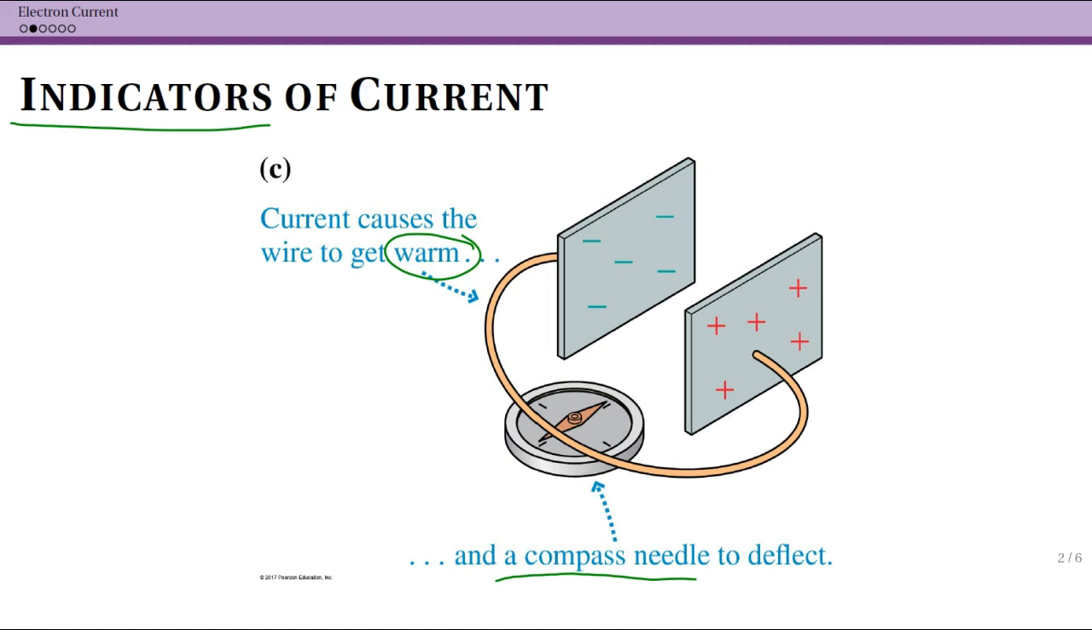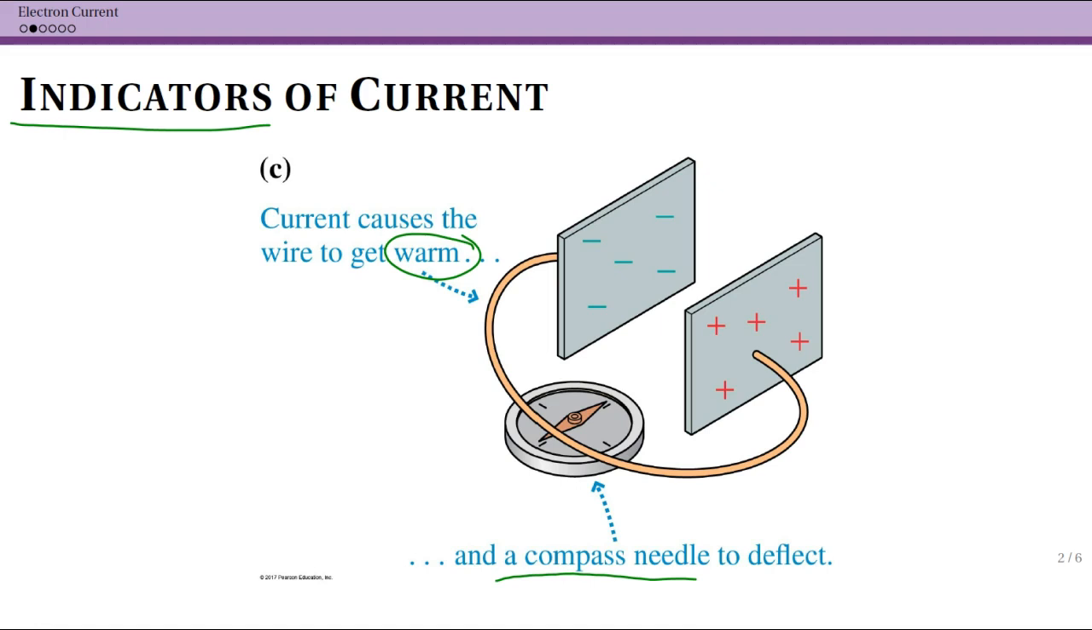The second, and we're going to have to wait a while before understanding this in detail, is that a current causes a compass needle to deflect. Now, you might just know that a compass tells you something about direction. What does that have to do with current? Eventually, we're going to learn that this has to do with magnetism. But for now, these are our two indicators. We're going to learn about the cause of the wire getting warm, and in a few chapters, we're going to be able to relate this to magnetic fields and understand why it causes a compass needle to deflect.